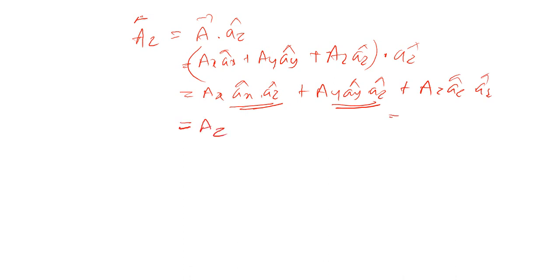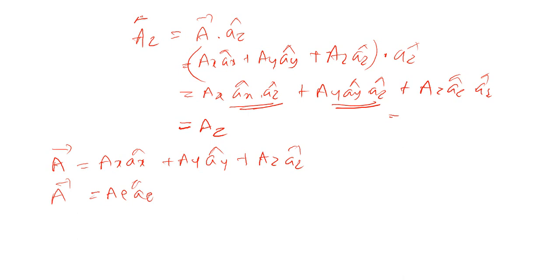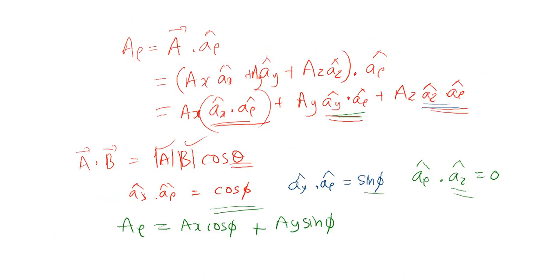So totally vector A, which is ax cap plus ay cap plus az cap, is converted to a rho cap plus a phi cap plus az cap, where a rho is equal to ax cos phi plus ay sin phi.